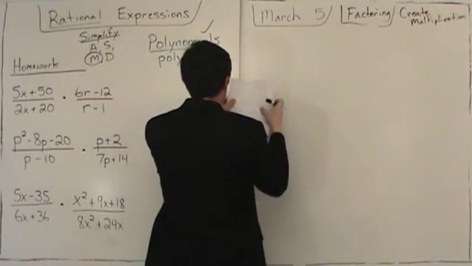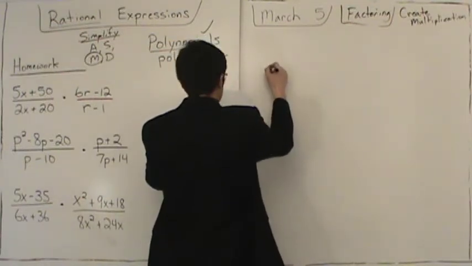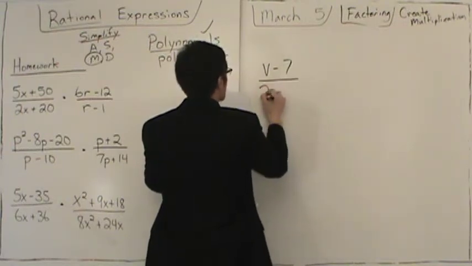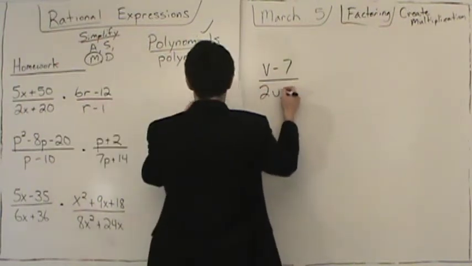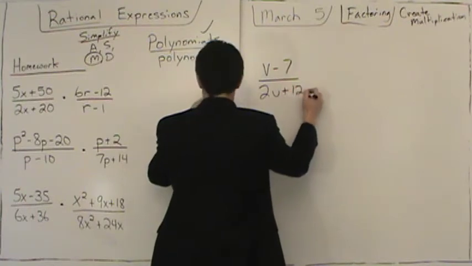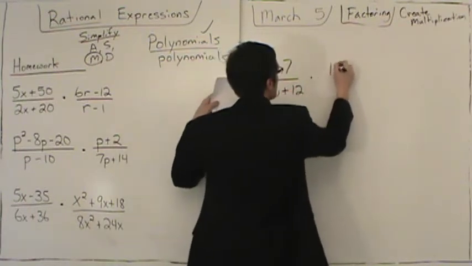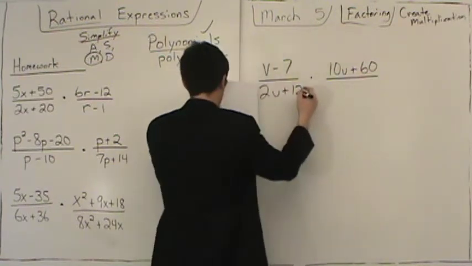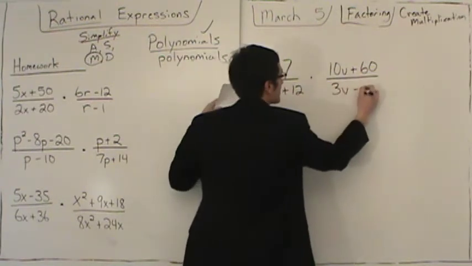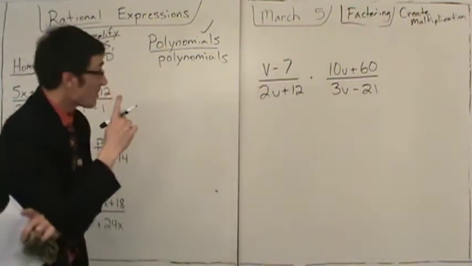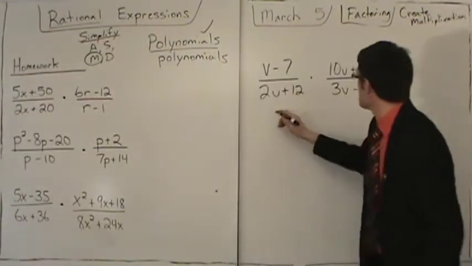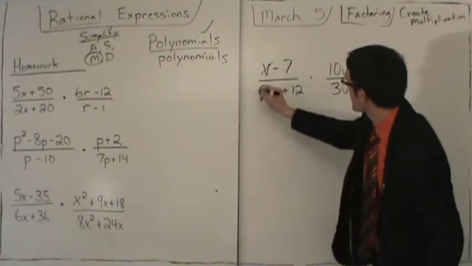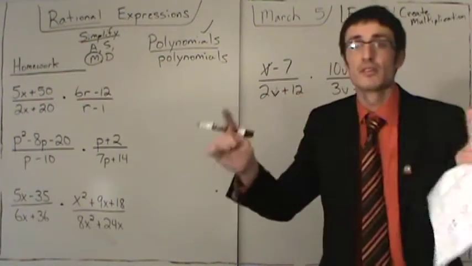Very quick, let's do v minus 7 over 2v plus 12, multiplied by 10v plus 60 over 3v minus 21. This is just like problem number 1. Now, my first question is, does the v in the denominator cancel with the v in the numerator? Hopefully you say at this point, absolutely not.